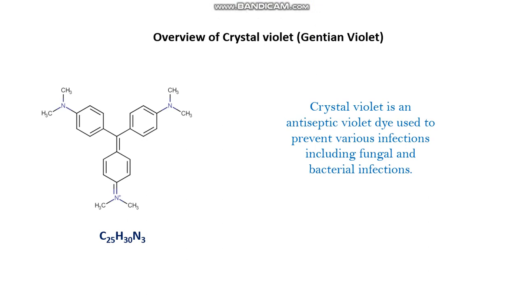On the left side is the crystal violet structure. Crystal violet is an antiseptic violet dye that is traditionally used to prevent various infections, including fungal and bacterial infections. Next is the staining. Crystal violet staining is usually used in biological experiments to stain the cells.